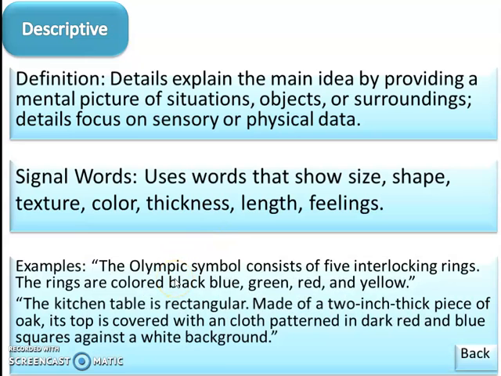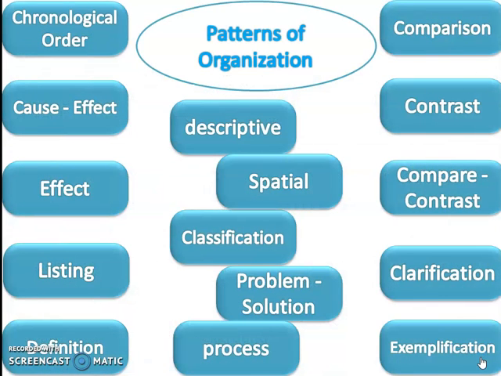This is an example. The Olympic symbol consists of 5 interlocking rings. The rings are colored black, blue, green, red, and yellow. So here he's trying to describe. We might have the whole essay using the pattern of organization of description, or even a short paragraph, or even one sentence.